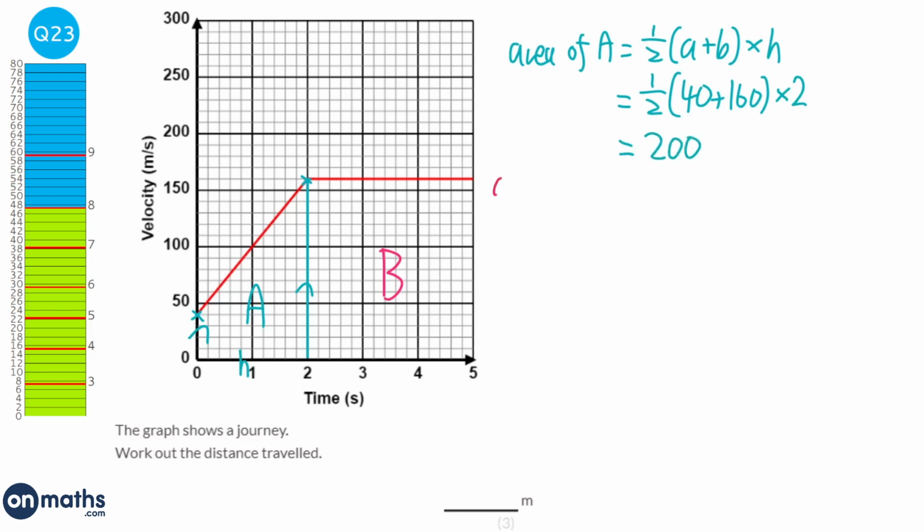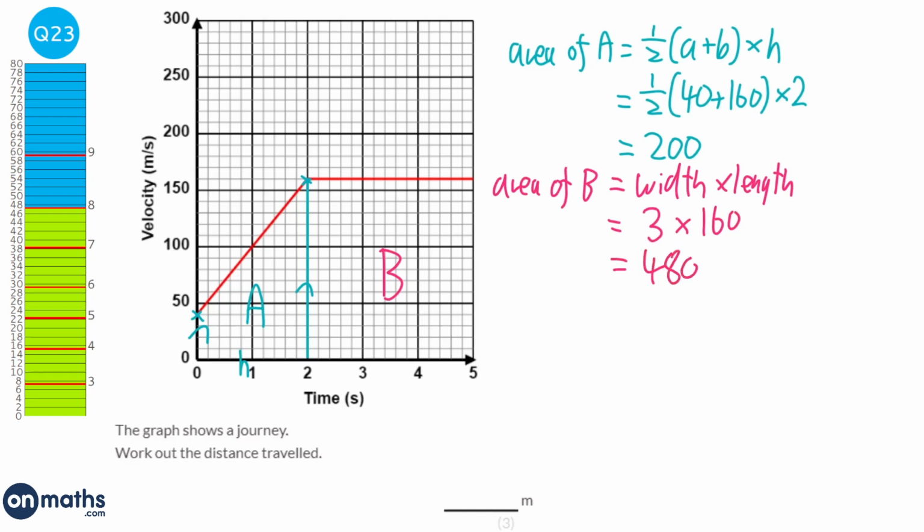Similarly, to work out the area of B, it's just width times length. So that's going to be 3 wide, and again 160 tall. So 3 times 160, which would be 480. And so we need to work out the total area, and we do that just by adding the two together. So 200 plus 480, which will be 680.